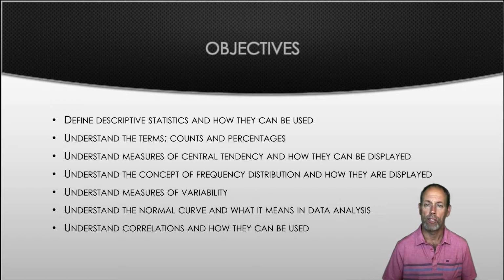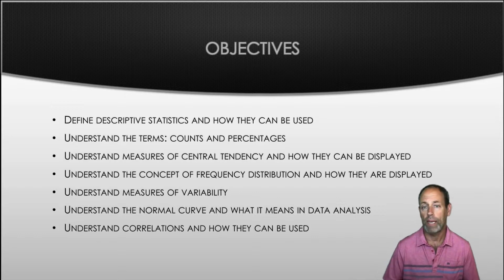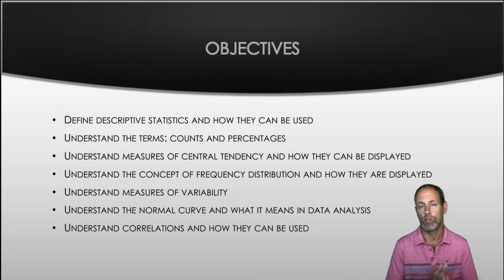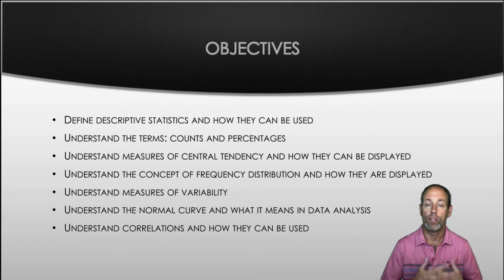Also want to go over measures of central tendency. Again, if you haven't had a stats class, maybe that term is unfamiliar to you, but it just means the stats that are utilized to tell what the average is, or where do most people fall. That's what central tendency means. So I want to show you the terms that are used to measure central tendency and how those can be displayed. I want to understand the concept of frequency distribution with data and how those are displayed.